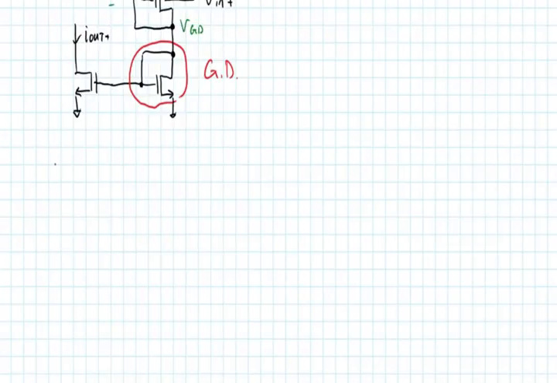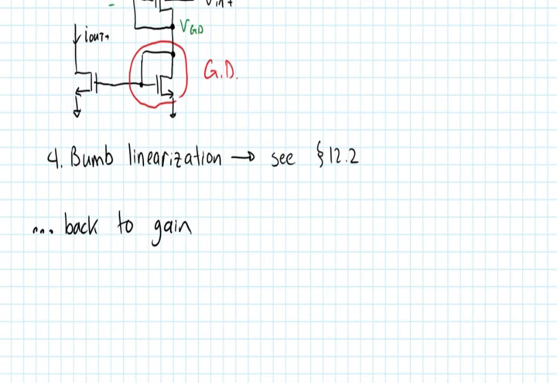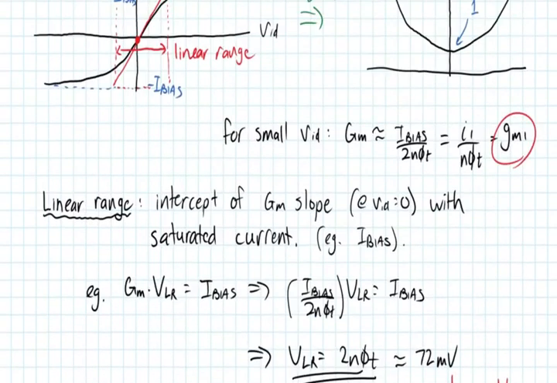Okay. Now there's another technique that we could describe. It's called bump linearization. I'm not going to get into the detail here. If you want to read more about this and the other two techniques that we discussed earlier, I would recommend that you take a look at section 12.2 in the book for more information. Okay, so that was a little bit of an aside about linear operating range. Let's get back to our calculations about gain.